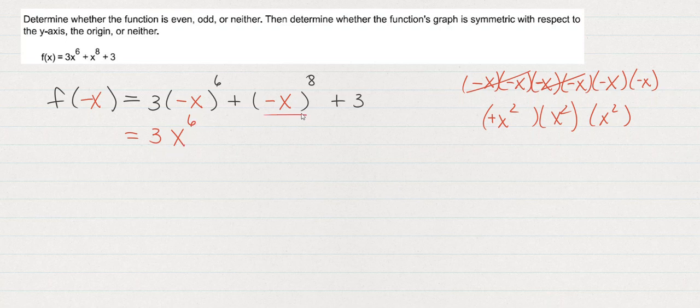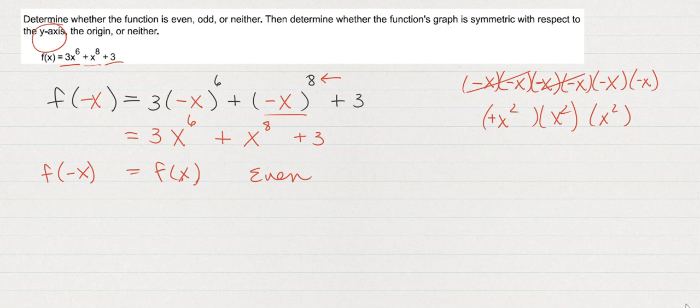And we can see the same thing's going to happen with this next one, because it's an even exponent, it's going to come out being positive, right? And this 3 is just a constant, so it's not affected at all. So notice that what we've got back is our 3x to the 6th plus x to the 8th plus 3, or f of x. So in other words, f of the opposite of x is equal to f of x. So that's even, and even functions have y-axis symmetry.